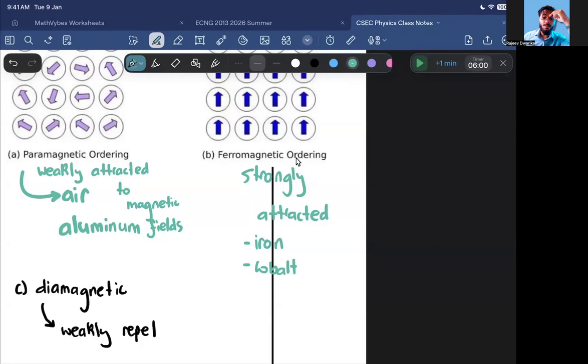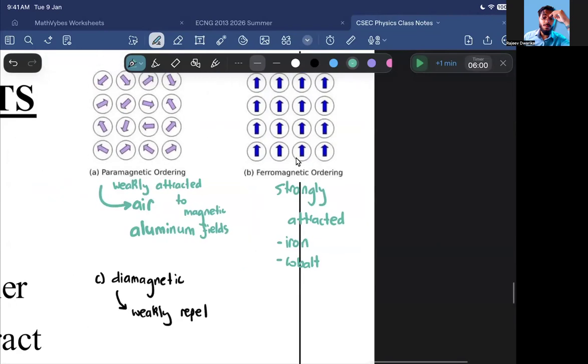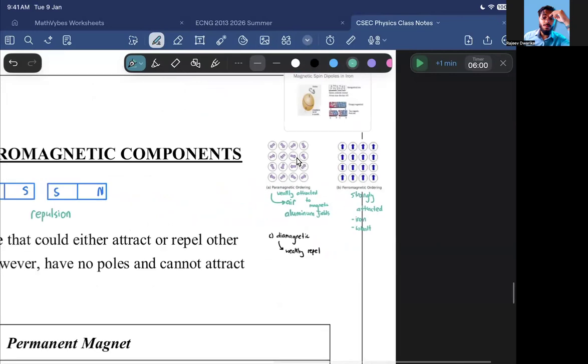Right, so what do you all think I should use to make a permanent magnet? Paramagnetic, ferromagnetic, or diamagnetic? Talk to me. Which one do you think I should use? Ferromagnetic, because it has the strongest attraction to magnets. All right, cool.